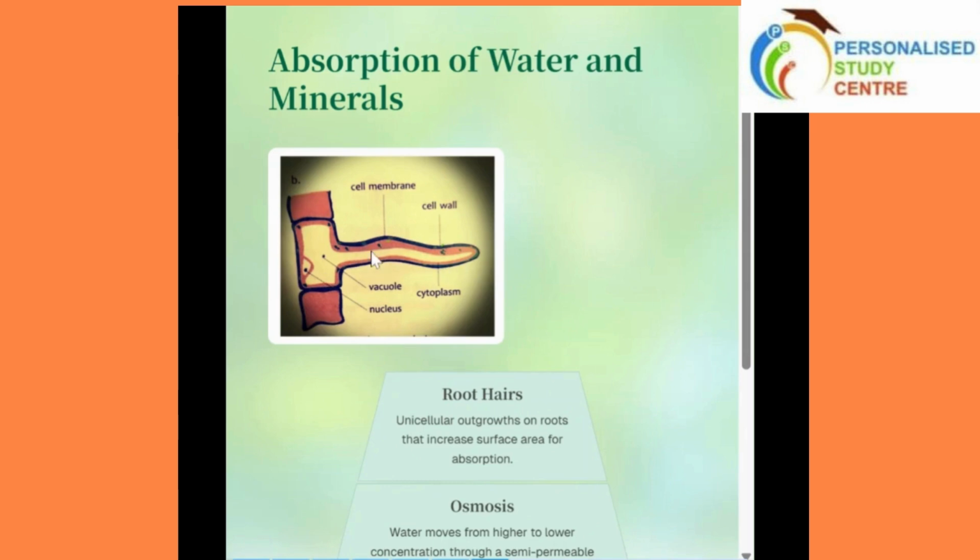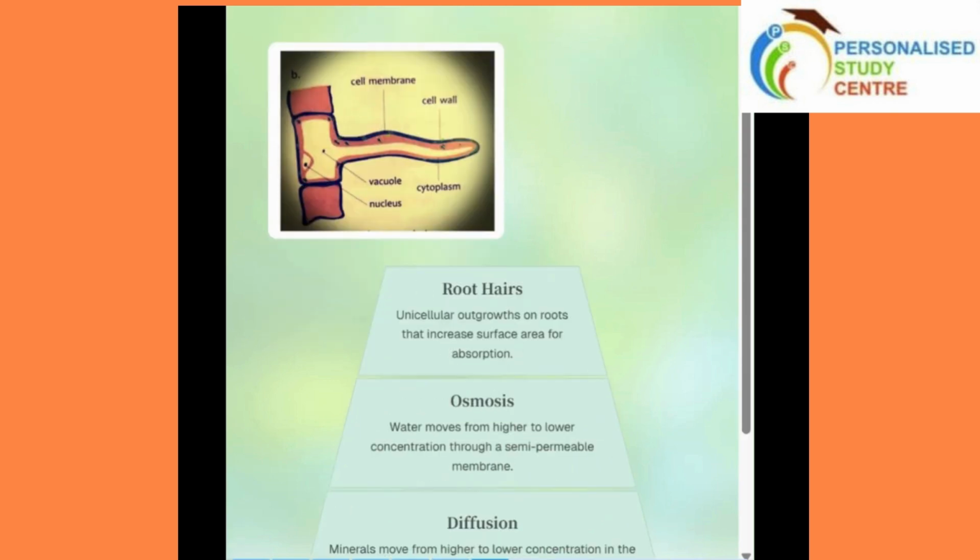So let's see the structure. As we can see, there is the presence of cell membrane, cell wall, cytoplasm, vacuole and the nucleus. So this is the structure of a root hair if we see it under the microscope. These are unicellular outgrowths on roots that basically increase the surface area for absorption. The more the number of root hairs here, the more there will be the absorption of water and minerals.